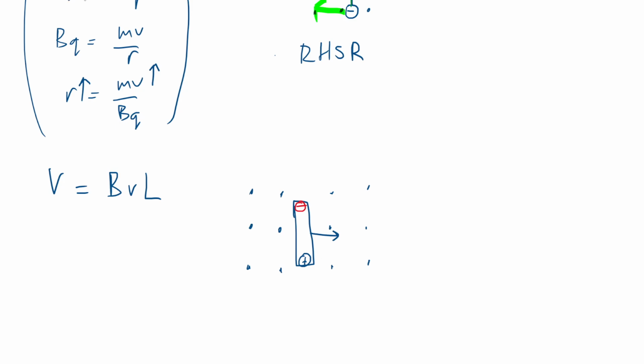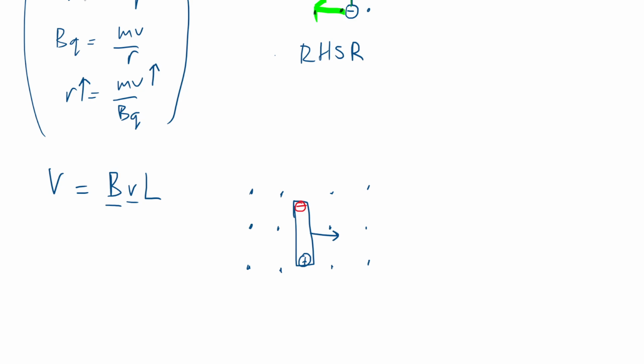A separation of charge like this is called a voltage. So by moving the conductor through the magnetic field, it pushes the electrons to one side, creating a negative side, leaving the other side positive. That difference in charge is a voltage. And we say it's an induced voltage because we've induced it by moving it with some velocity through a magnetic field.